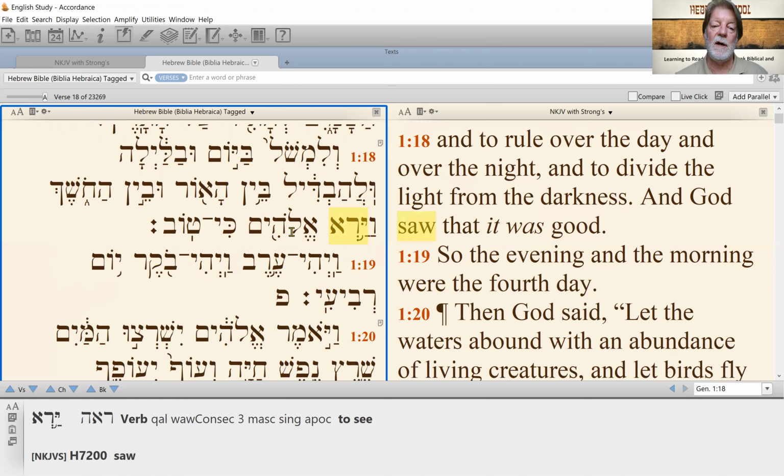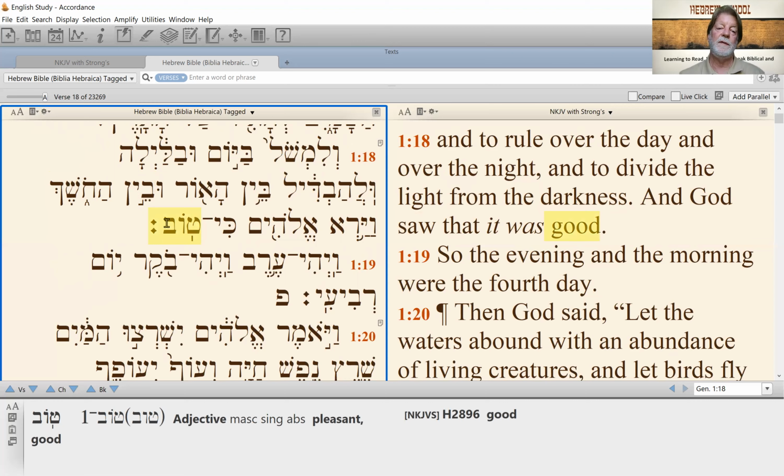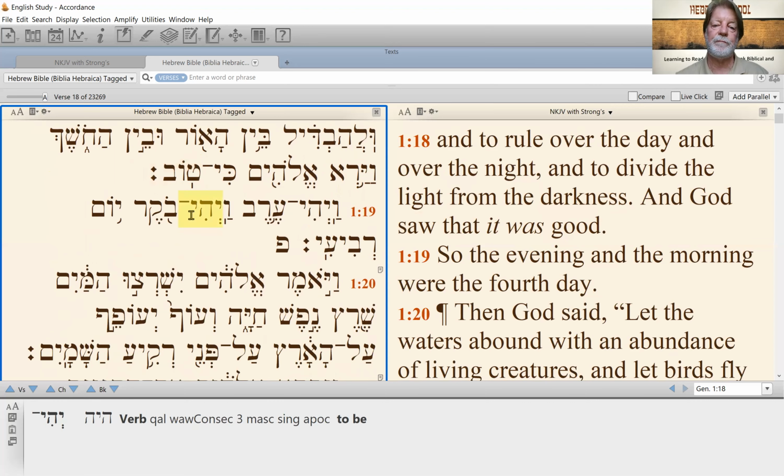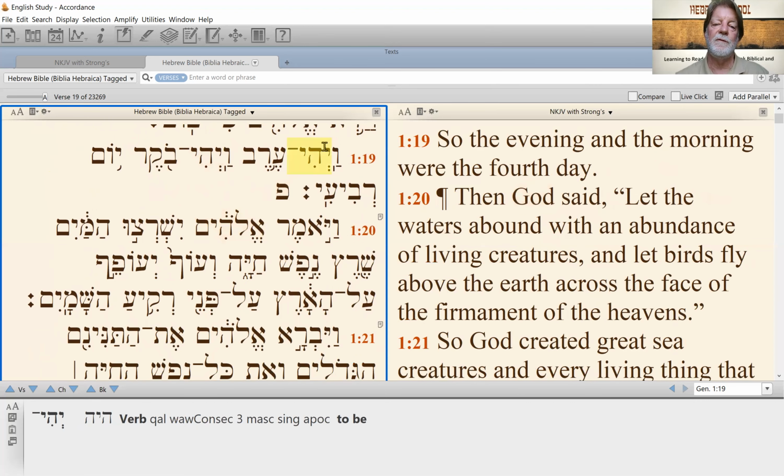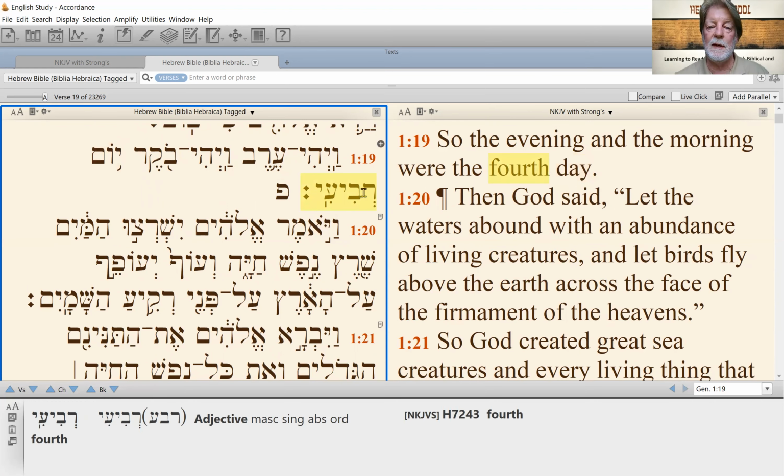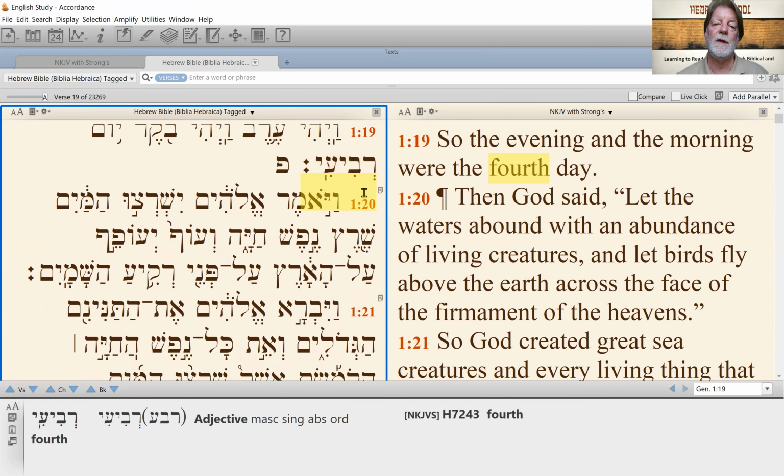Vayar, and he saw, Elohim, God saw, ki tov, that it was good. Verse 19, Vayehi erev, and there was evening, vayehi boker, and there was morning, yom, a day, revi'i. Revi'i is the Hebrew word for four, or the fourth day.